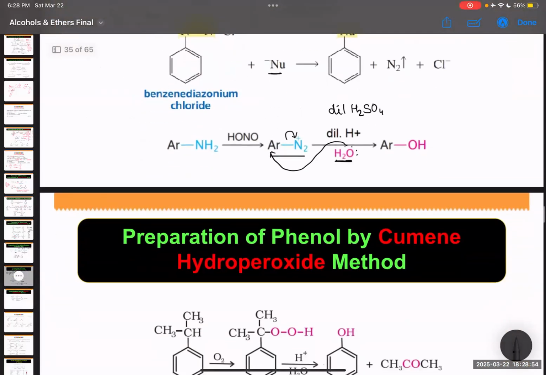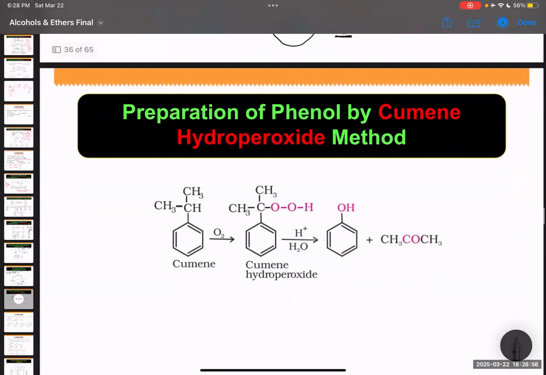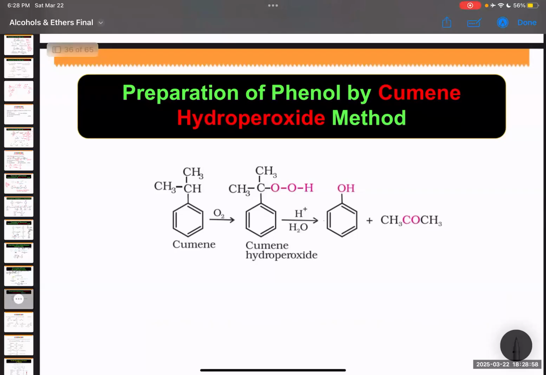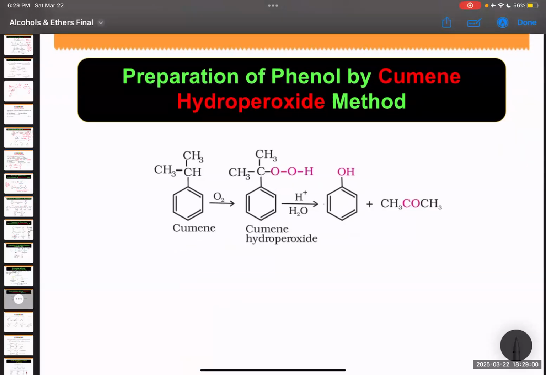The next method for the preparation of phenol is a very famous reaction, the cumene hydroperoxide method for the preparation of phenol. So let me explain it. What is cumene? First of all, cumene is isopropyl benzene. On benzene, you have an isopropyl group, as you can see. Look here.